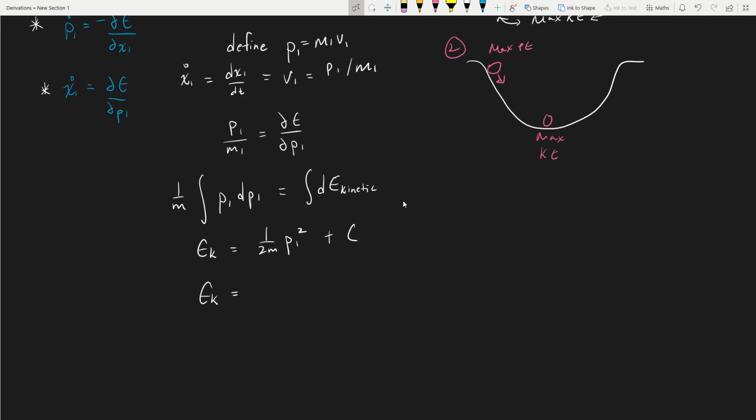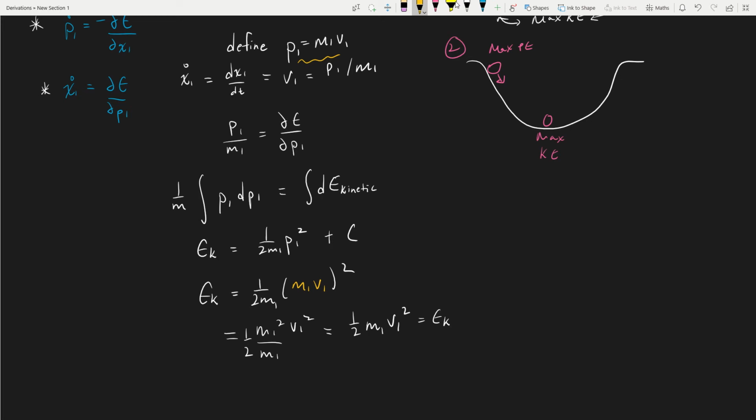Let's plug in our definition for P1. We defined P1 to be this, remember. You get M1 V1, all squared. Well, sure enough, if you have M1 squared V1 squared, over 2, and sorry guys, this is an M1 here. These are all M1s. Divide by M1, the half is still there, you get half MV squared. This is the classic answer that we expect for kinetic energy.